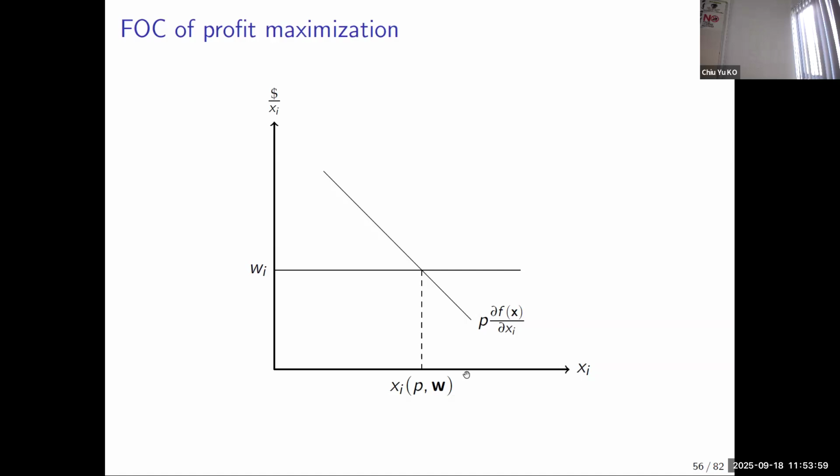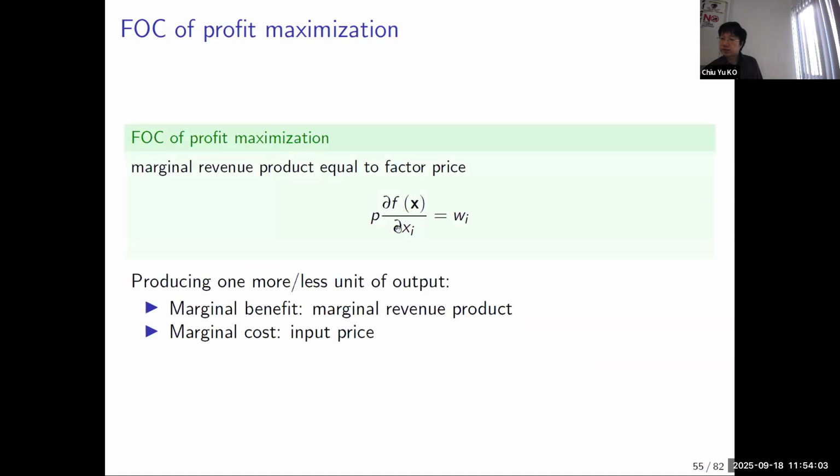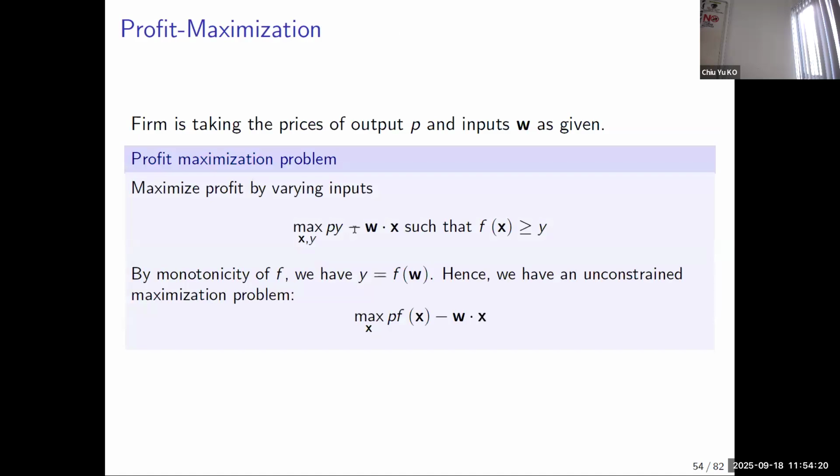This is the input demand because the solution to this one will give you X, because P is exogenous and W is exogenous. So what these equations show you is that you adjust X. Because remember, the problem is that you're choosing input and output.